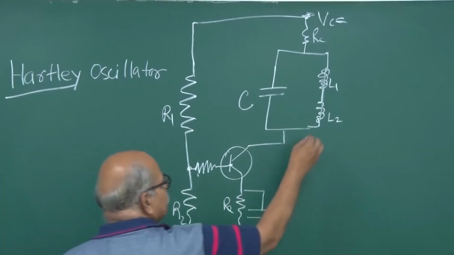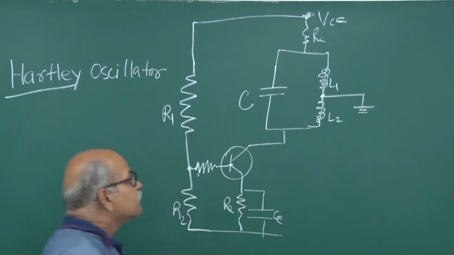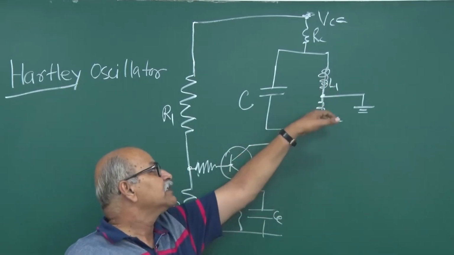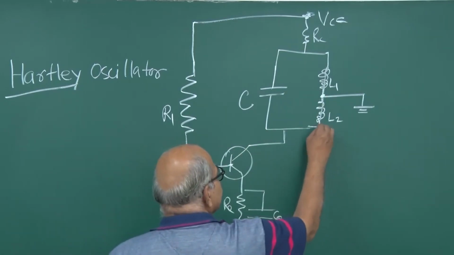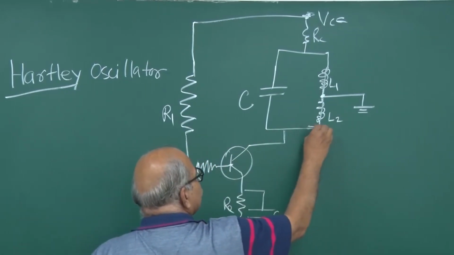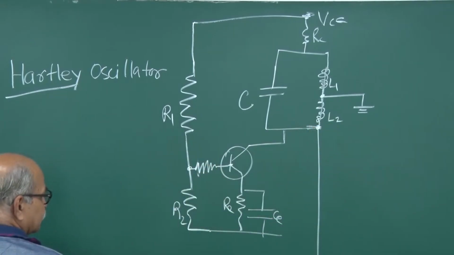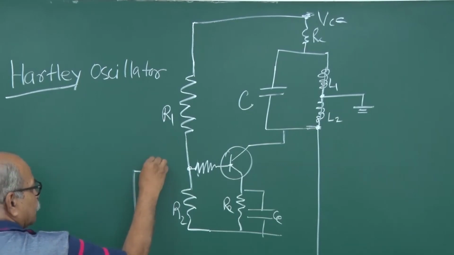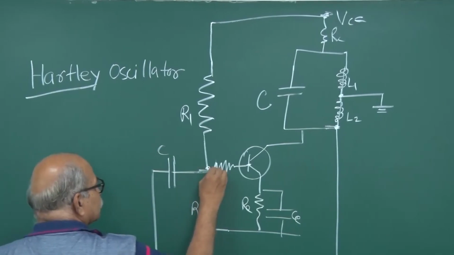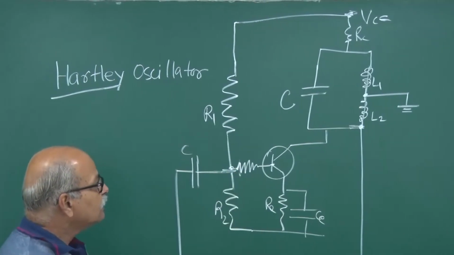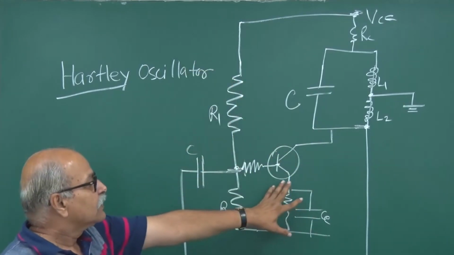And the center is grounded. The center, that means the junction of L1 and L2, is grounded. And the voltage at this point of L2 is taken and joined to the base biasing. This is just a capacitor. Okay, so it goes like this. This is the kind of circuit of a Hartley oscillator.